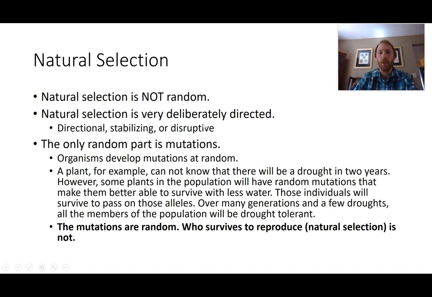The random part that people confuse this with is mutations. Mutations are completely random. There is no direction in mutations. There's no way that an organism can decide what mutations it has or what mutations it passes on to its offspring.